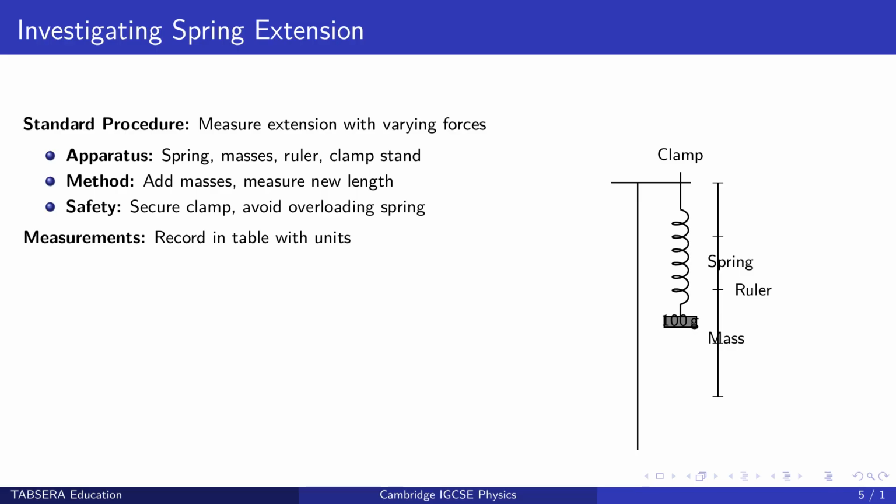First, clamp the spring vertically and measure its original length. Second, add a known mass and measure the new length. Third, calculate the extension by subtracting original from new length. Fourth, repeat with different masses. Safety is paramount. The hazards include spring failure and falling masses. Therefore, you must secure the clamp stand properly and avoid overloading the spring beyond its elastic limit. Record all measurements in a table with proper units.